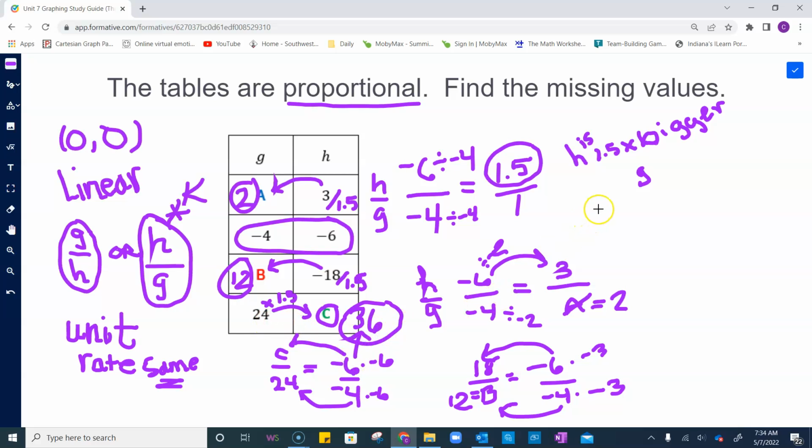So you can set up equivalent fractions, or you can find the relationship, which is that H is always 1.5 times bigger than G. That's the equation. And that's it.